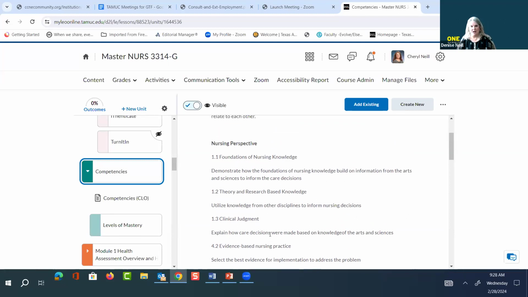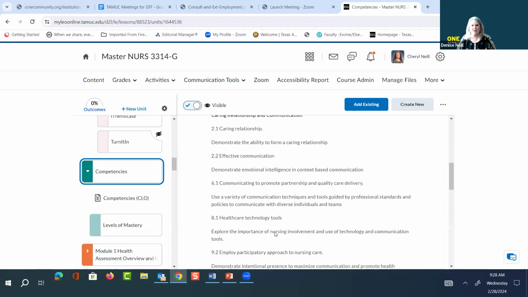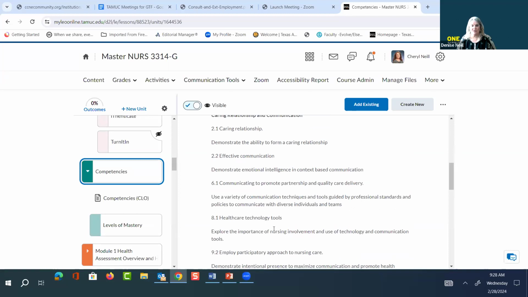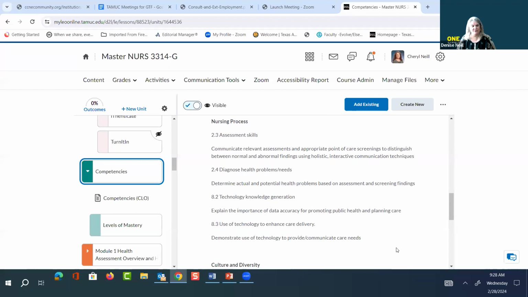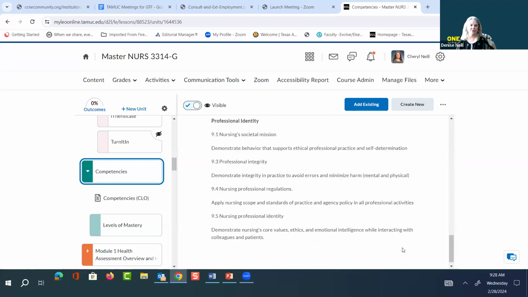We then looked at the competencies that would be covered in our health assessment course, whether it be our pre-licensure or post-licensure. And we found that we mix competencies. So you'll see that in what we labeled nursing perspective, there are 3 from domain 1 and 1 competency from domain 4. Then in caring, relationship, and communication, we have competencies from 4 different domains: domain 2, domain 6, domain 8, and domain 9. Nursing process has 2 different domains. Culture and diversity, again, 2 different domains. And then for professional identity, they're all from domain 9.